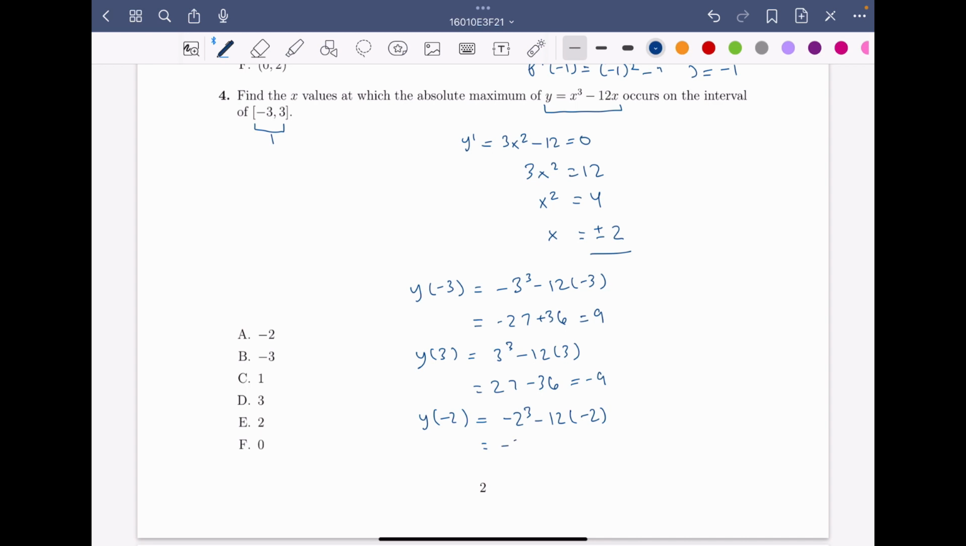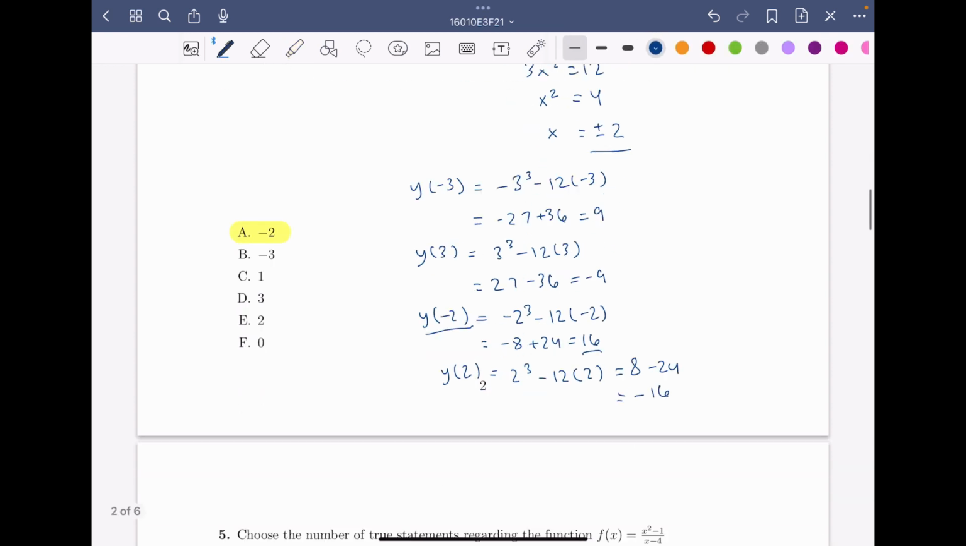And then y of negative 2, negative 2 cubed minus 12 times negative 2. That will give us negative 8 plus 24, or 16. And then y of 2 equals 2 cubed minus 12 times 2. That equals 8 minus 24, or negative 16. So if we look at all of the values of y we found, we can see that at x equals negative 2, y equals 16. Because that is the largest value, our absolute maximum on this interval occurs at x equals negative 2, or A.